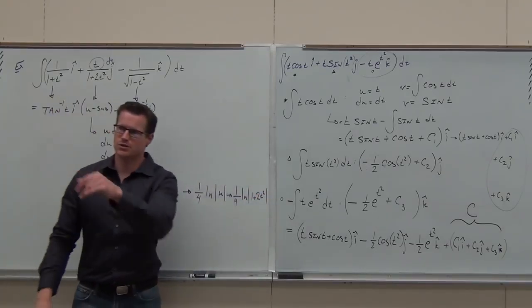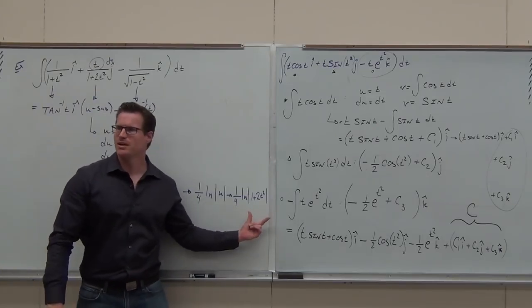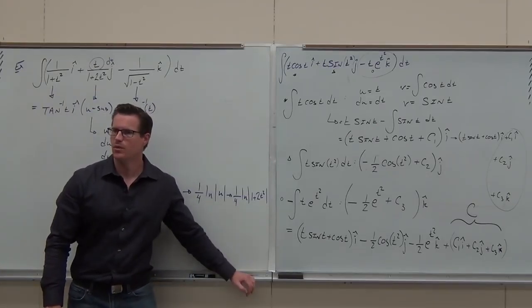Question. Do I need the absolute value? Why do I not need it here? Because 1 plus 2t squared is always positive.